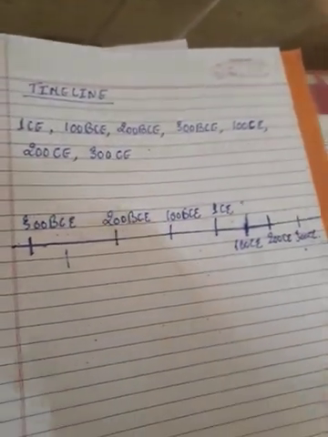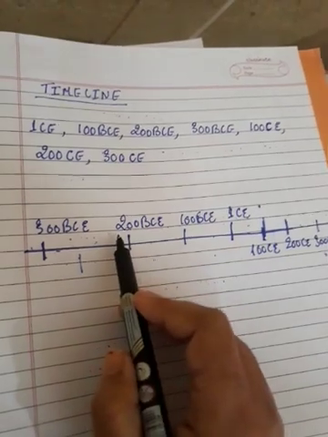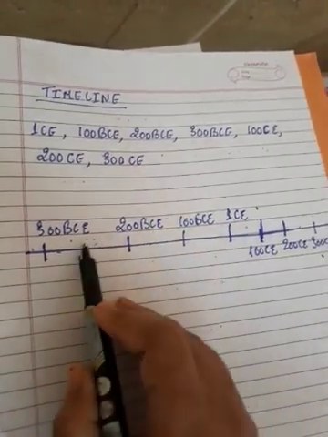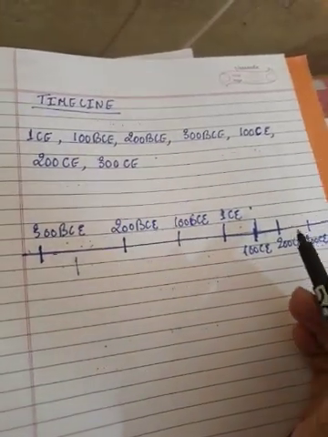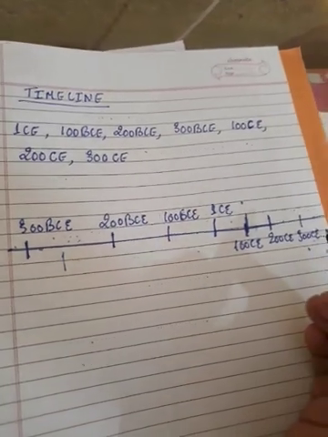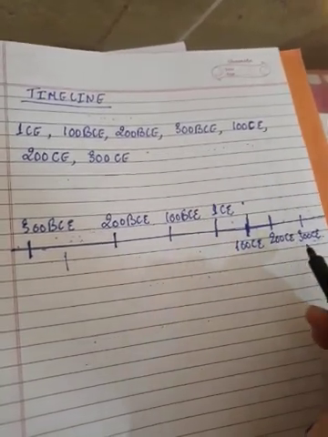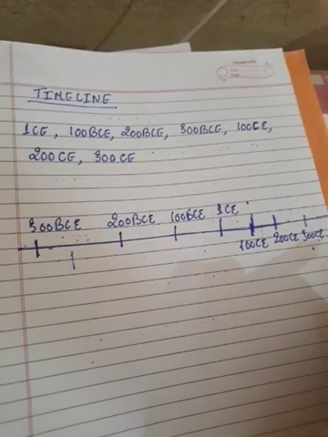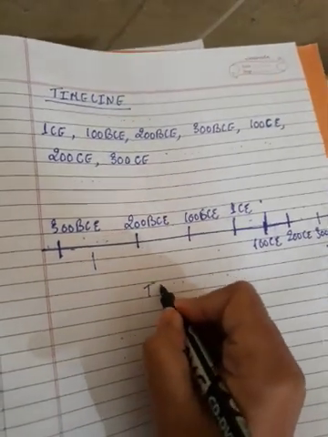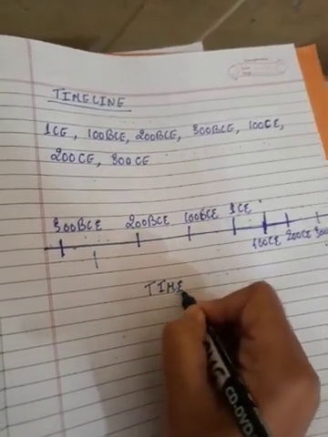So you are getting it, children, what you have to do? See here, BCE, as you all have learned, goes backward, and after 1 CE, after the starting point and after the birth of Jesus Christ, it will go in a counting part, that is, forward. So this is the example of a timeline.